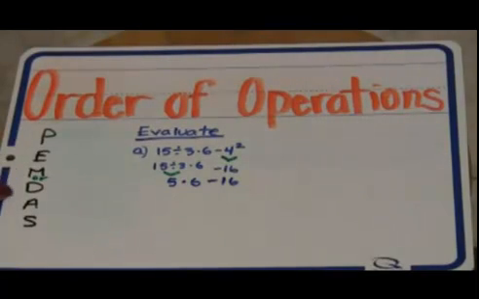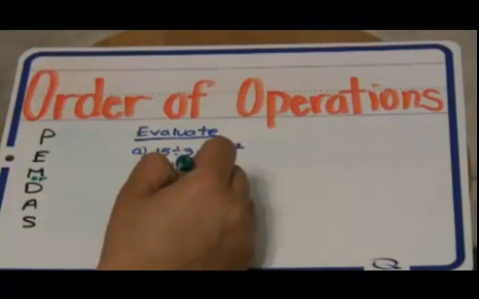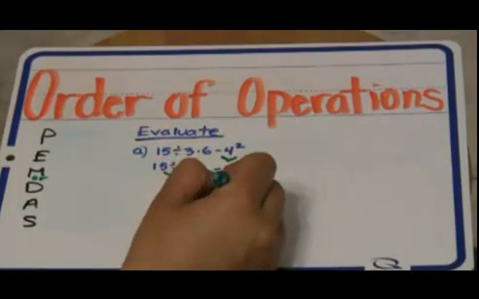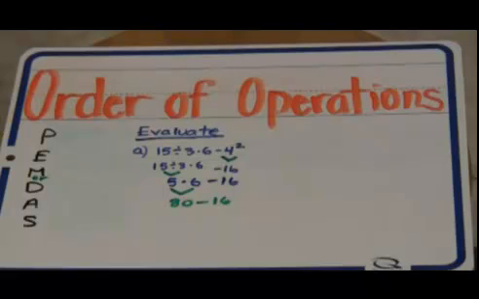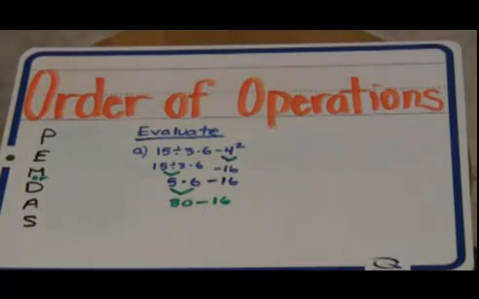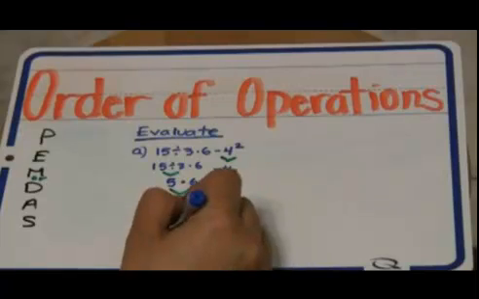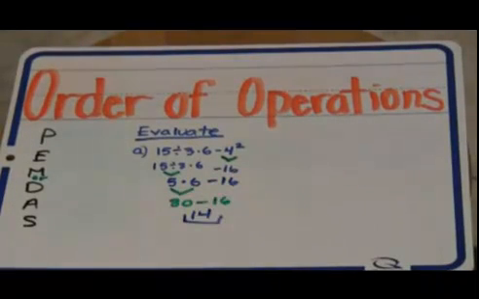And once again, I look at my expression from left to right, I see multiplication. And following my order of operations, I have multiplication before that subtraction. So 5 times 6 is 30. I bring down that 16. And last but not least, we only have that minus sign between those two numbers, 30 minus 16, which will give us 14.